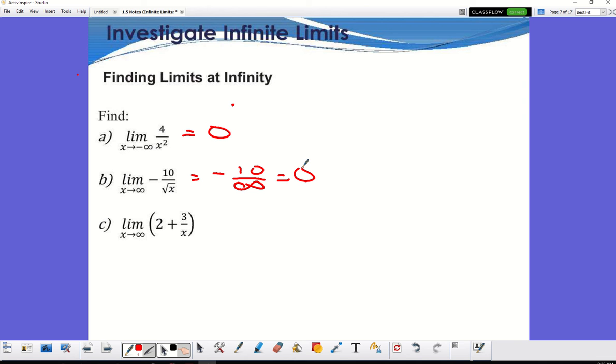All right. How about this next one? This is actually a good problem right here. So, 3 over infinity goes to what? 0. And so it's going to be the limit as x approaches infinity of the function 2, right? So it's 2 plus 0, which gives me 2. Make sense? Good.